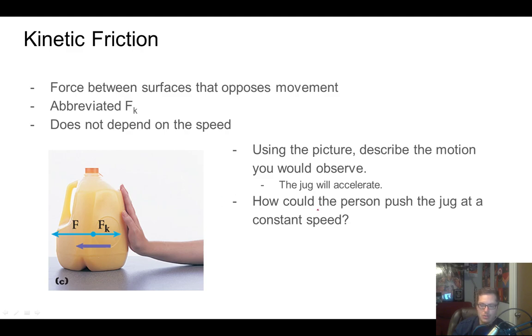So how could we have the person push the jug at a constant speed? Constant speed really means that our acceleration is equal to 0. So how do we make it so our acceleration is equal to 0? All we have to do is make sure that our F net is equal to 0. If our F net equals 0, then we're golden. So how do we make sure our F net is equal to 0? We just have to make sure that the force we're pushing on the orange juice is exactly equal to the kinetic friction. If it's less than that, then we'll have some sort of acceleration, either speeding up or decelerating.